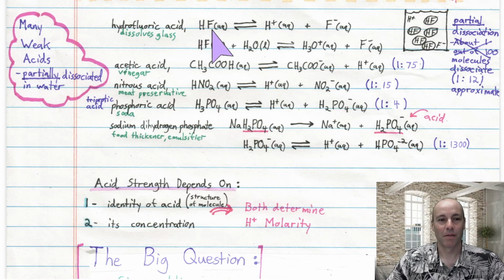So here's the formula for HF. This is a weak acid, and we acknowledge that by the two-way arrow, which represents the equilibrium between the undissociated HF molecules and the dissociated particles, the protons and the fluoride minus anions. You can visualize what HF might look like in solution right here. So there are a few protons and fluoride minus anions, but the majority of the hydrofluoric acid is dissolved as molecules. So only a fraction of them dissociate.